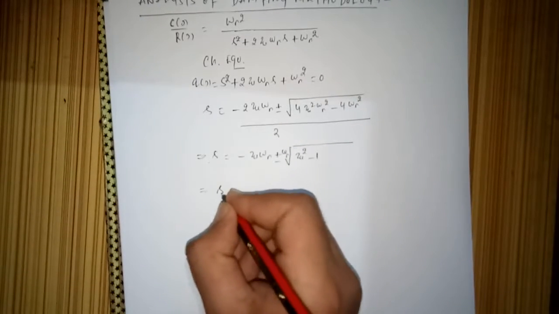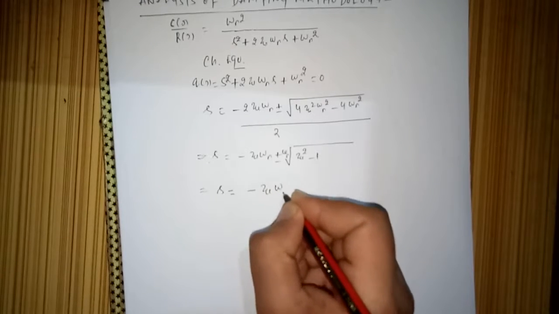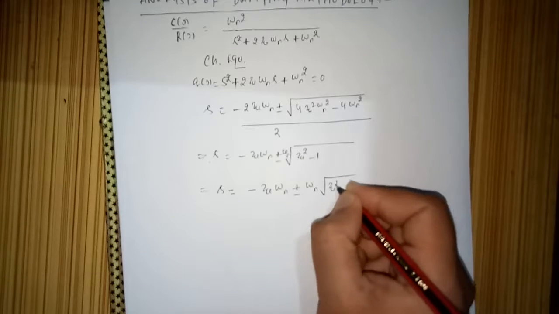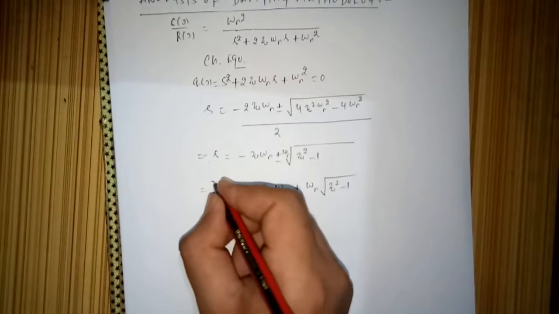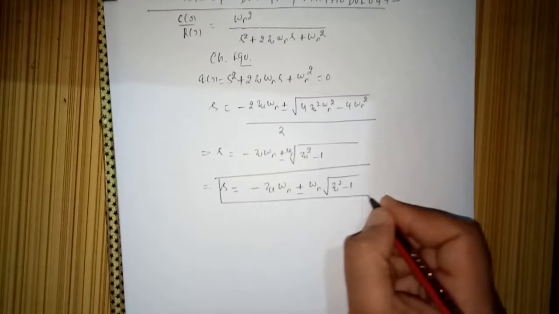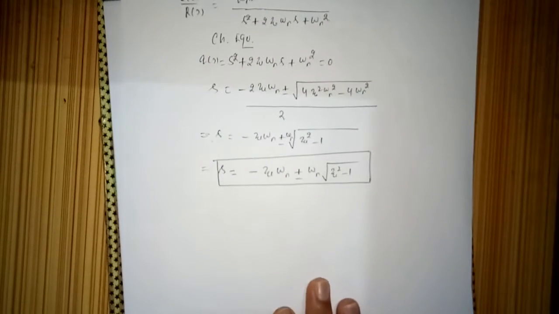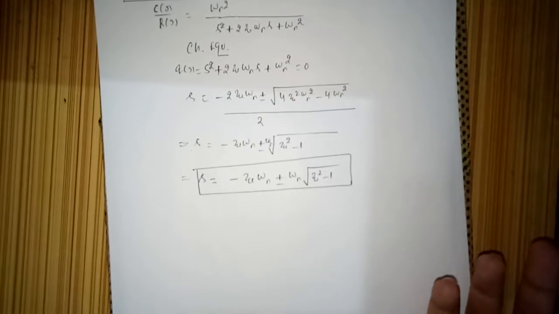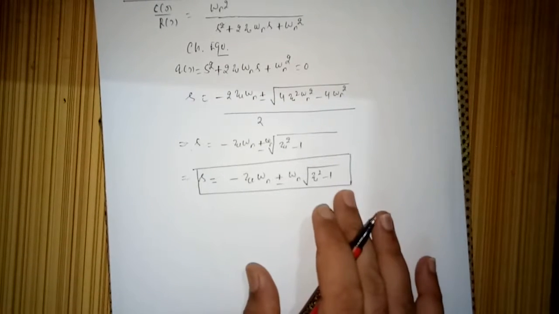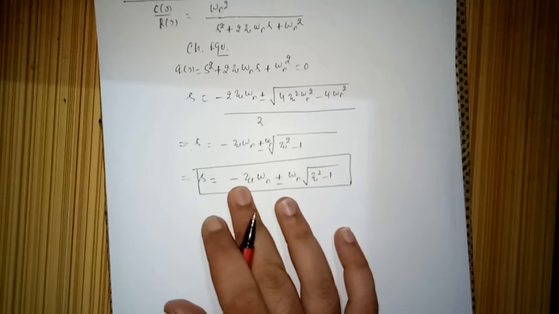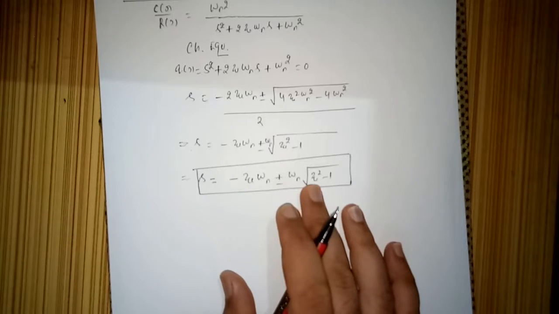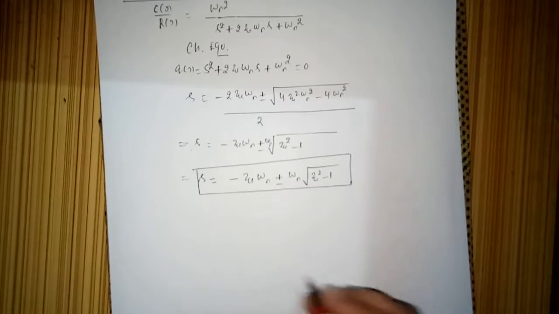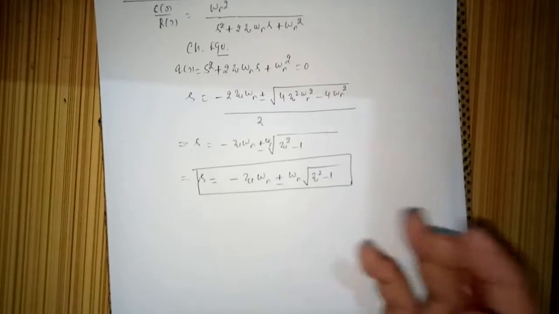Let me write it again. S is equal to minus zeta omega n plus or minus omega n under root zeta square minus 1, right? This is how I got the locations of the poles. The location in the S plane varies depending on zeta values and omega n values, right? Generally we will be varying zeta values, according to the damping required.